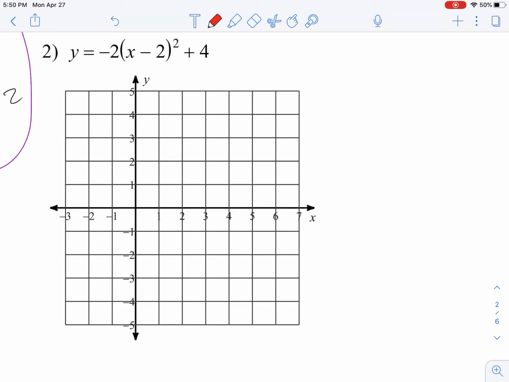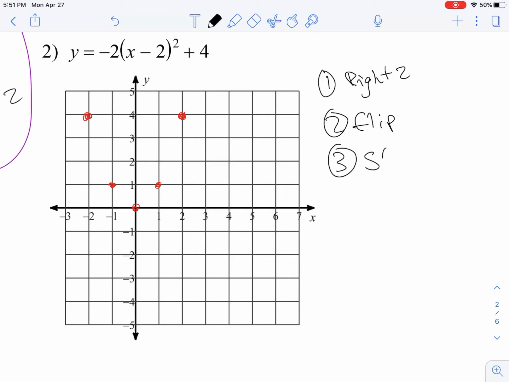So if I have my parent graph, negative 2, 4, negative 1, 1, 0, 0, 1, 1, 2, 4. And these points are going to get changed. The first way they're going to change is they're going to move right 2. Then they're going to flip over the x-axis. Then they are going to stretch 2. That means I'm going to multiply their y value by 2. And then they're going to move up 4.